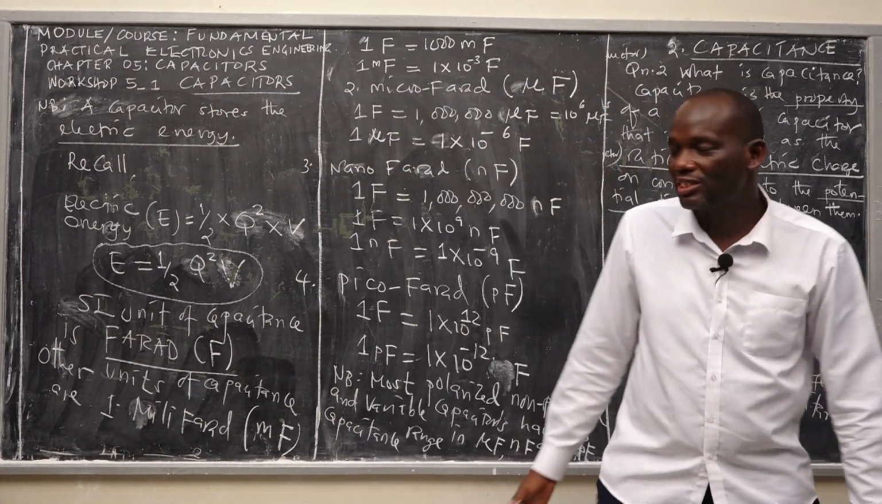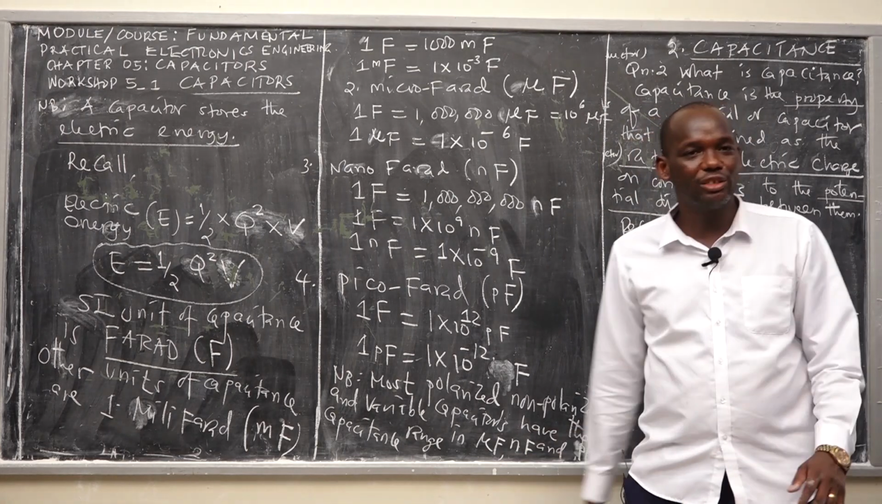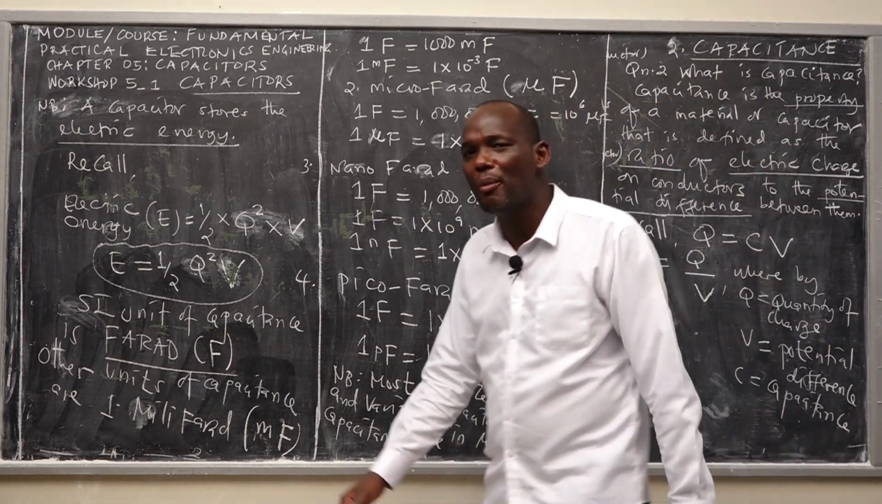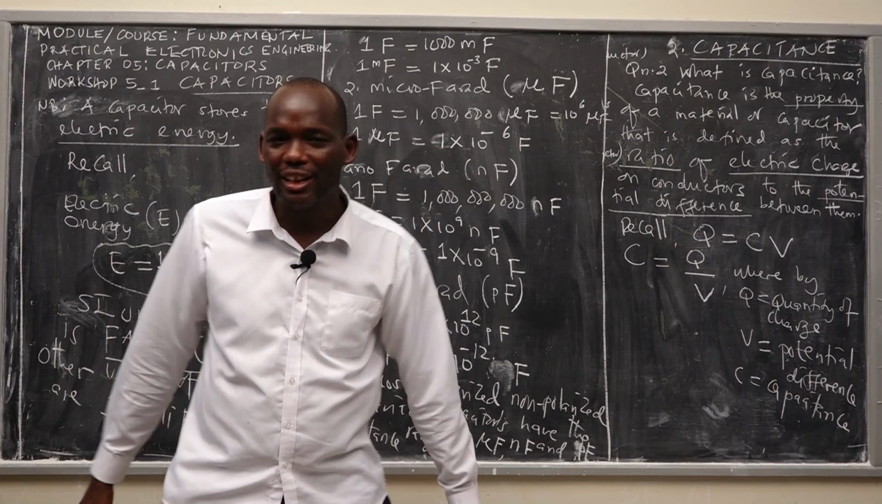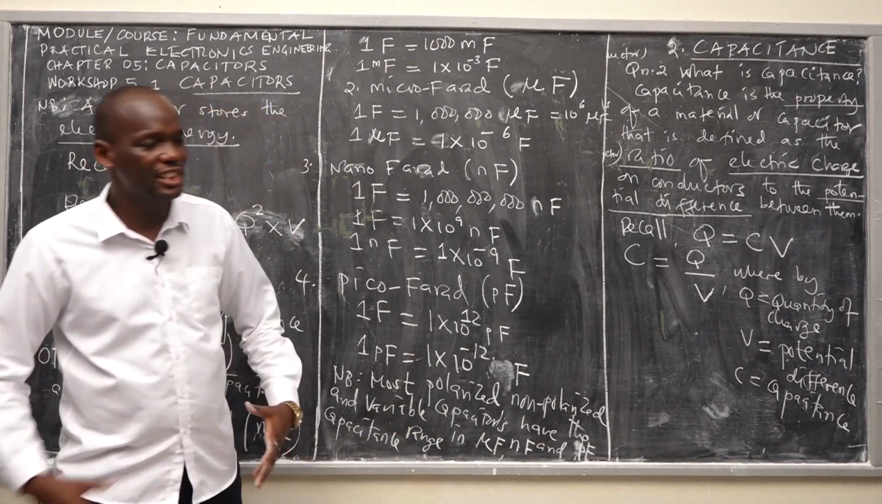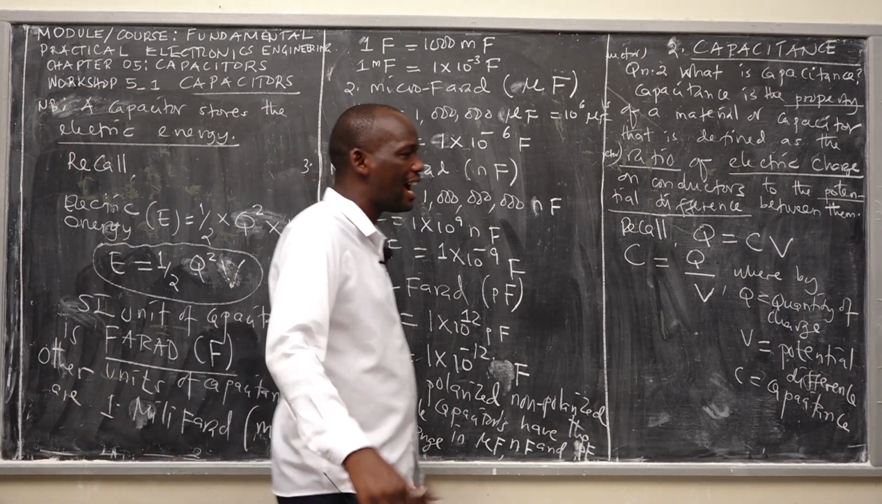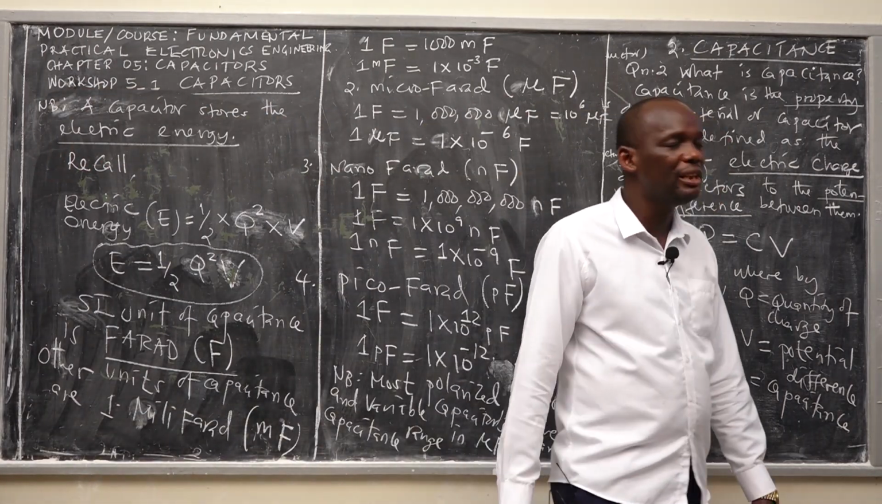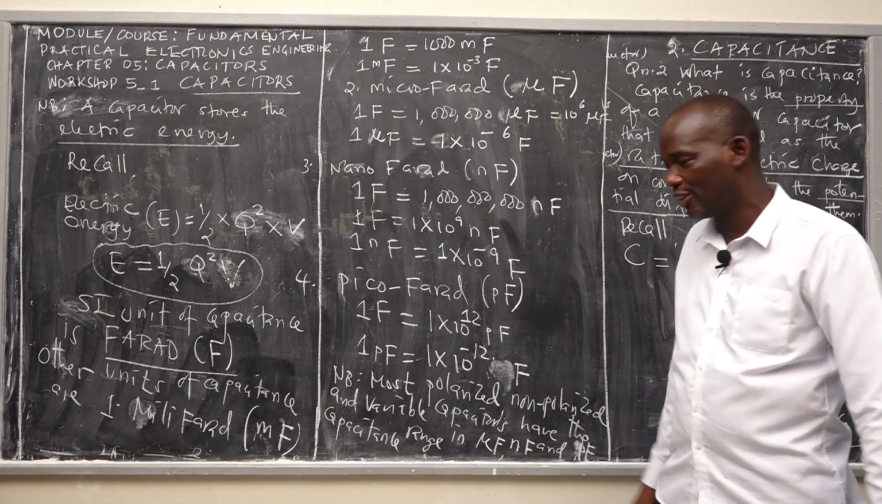What the capacitance of this capacitor? Sir, that is 1,000 microfarad. 1,000 microfarad is equal to how many nanofarad? How many picofarad? Okay, 1,000 microfarad. It's equal to how many nanofarad? It's equal to how many millifarad? It's 1 millifarad. Okay, fine.